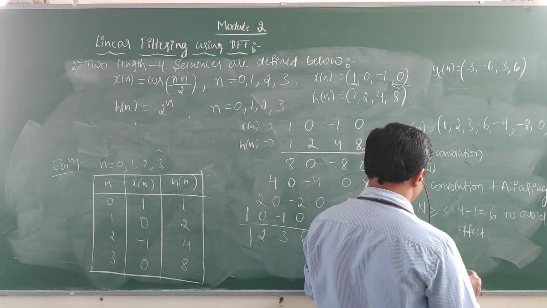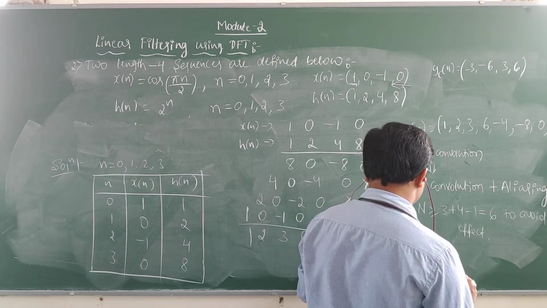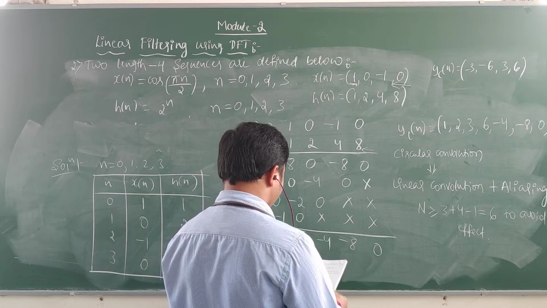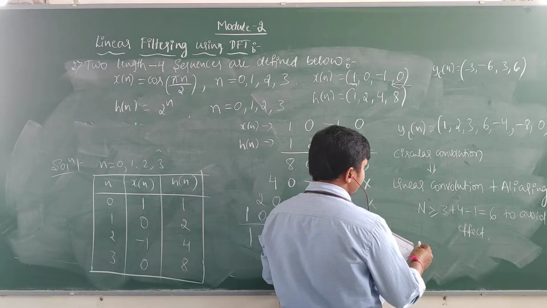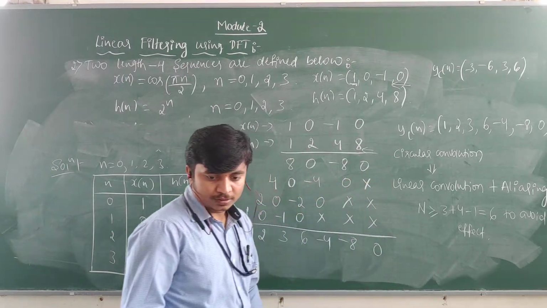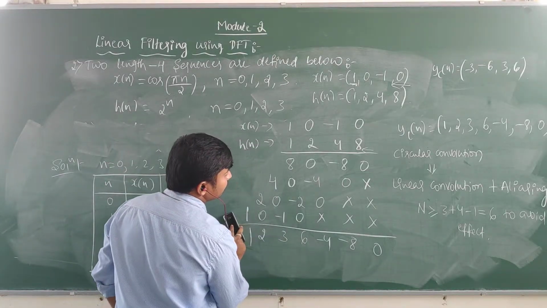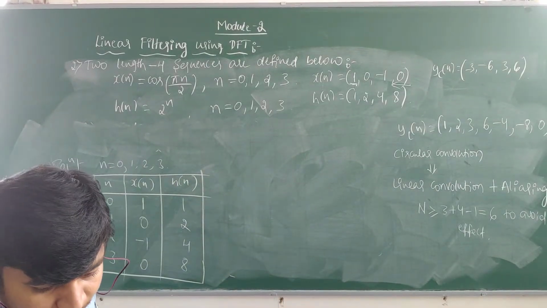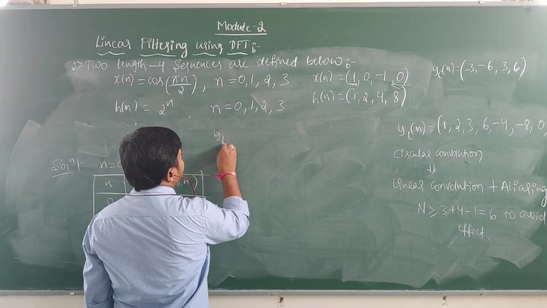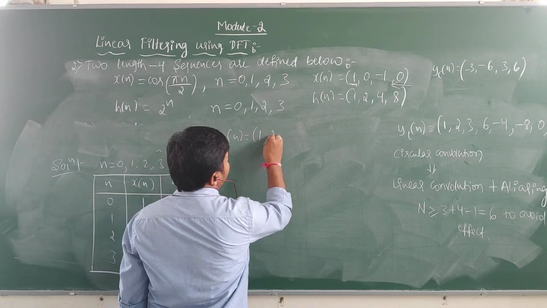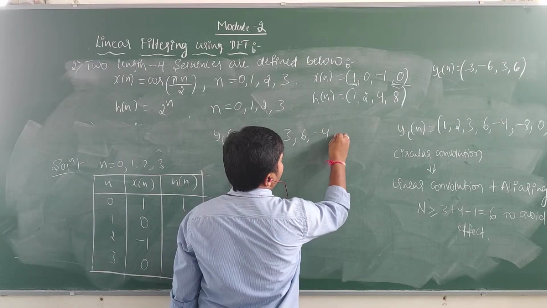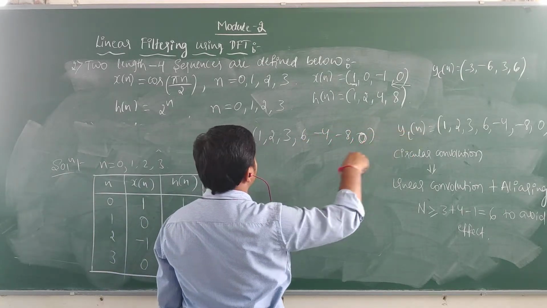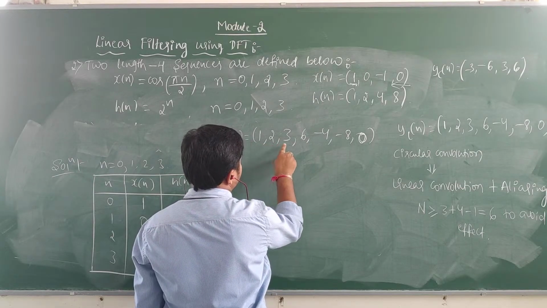So I will tell you what this aliasing effect is. Aliasing means the last two points, that is n equal to 4 and 5, will wrap around to the first 2 points, giving a 4-point circular convolution. yL of n is 1, 2, 3, 6, minus 4, minus 8, 0. The length of yC of n is 0, 1, 2, 3.